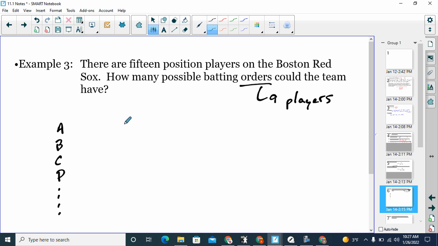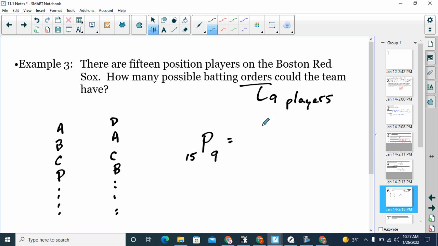If I choose the same 9 players but put them in a different order, these are considered different batting orders, even though they have the same players in them. Order is important. This is a permutation. There are 15 players that could be chosen. We are actually selecting 9 of them. This is the permutation of 15 items, choose 9.